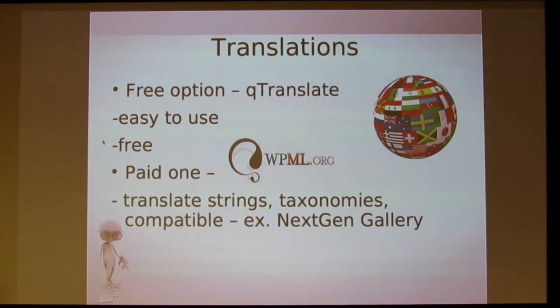The paid one, WPML, is really better. You can translate strings and taxonomies, and it's compatible with a lot of themes and plugins. For example, you can translate titles and descriptions in the NextGen plugin if you need this. But yeah, it's a better option, but not the best one.